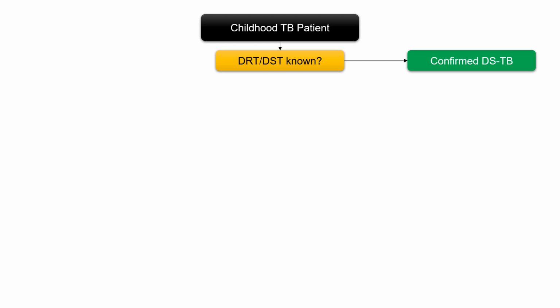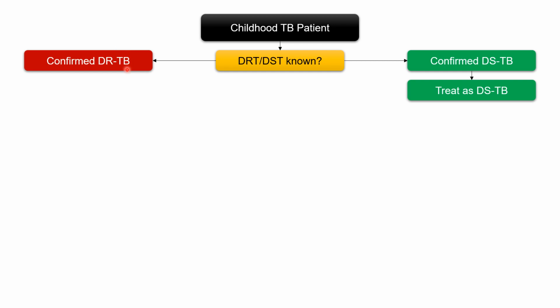So now we will learn what is the algorithm or what is the format we follow if we want to evaluate a particular childhood tuberculosis patient who is suspected to have drug resistant tuberculosis. So if a childhood TB patient comes to you, first thing that you look for is whether the drug resistance or drug sensitivity status of that patient is known or not, because if it is known, there is no confusion. For example, if the patient is a known or confirmed case of drug sensitive tuberculosis, then we just treat the patient as a case of drug sensitive tuberculosis. Likewise, if the patient is a known case of drug resistant tuberculosis, we just treat the patient as drug resistant tuberculosis.